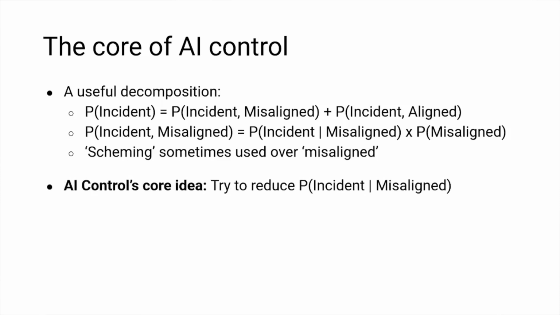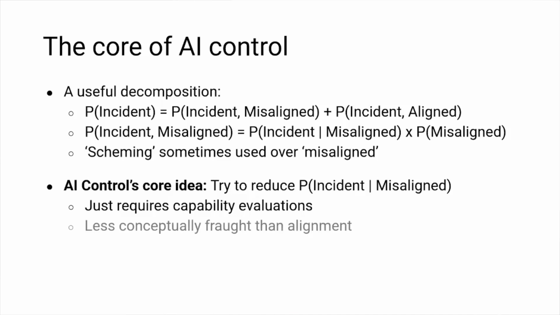But control's core idea is, what if we just try to reduce the probability of an incident given that the model is misaligned? This is good because it just requires capability evaluations, and we saw that capability evals are much easier to do than alignment or propensity evals. It's also a little less conceptually fraught than alignment. Alignment is this nebulous thing, helpful, honest, harmless. What does it really mean for a model to be aligned? With AI control, they say, look, the model is trying to do something bad to us. It's trying to install some backdoor. It's trying to hack us. How can we be safe even in this almost worst-case world?